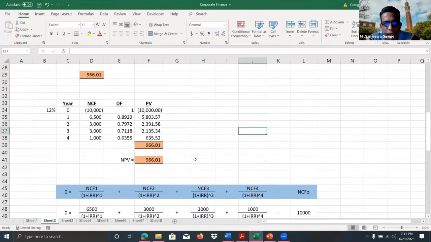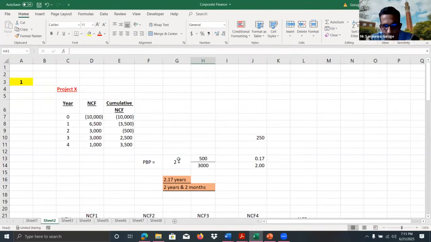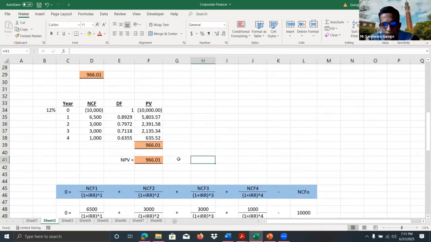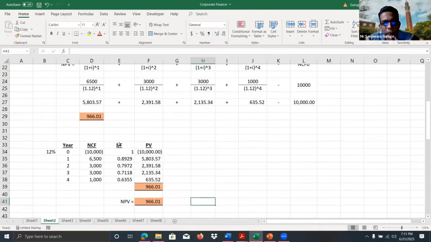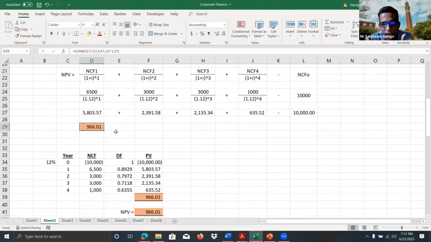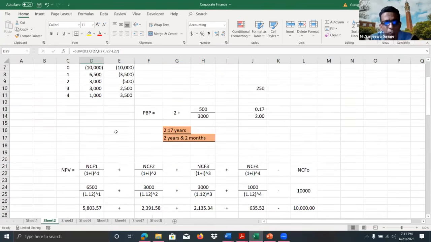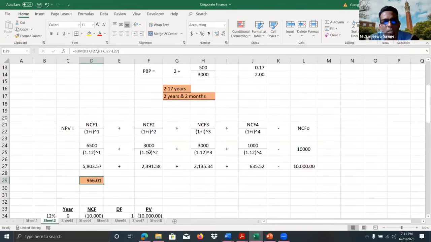Here the detail, the manual method, I have explained for the first project, right? For the first project, it is explained. And when we calculate NPV, the answer is 966 positive. If the net present value is positive at this current cost of capital of 12%, we know definitely the IRR of this project is more than 12% or less than 12%.